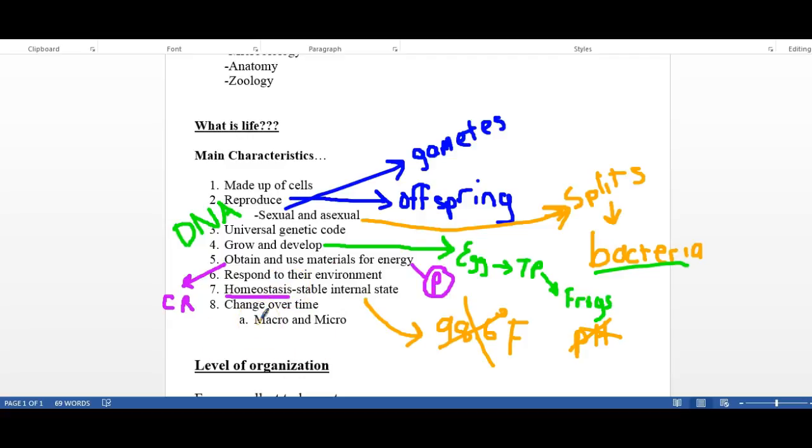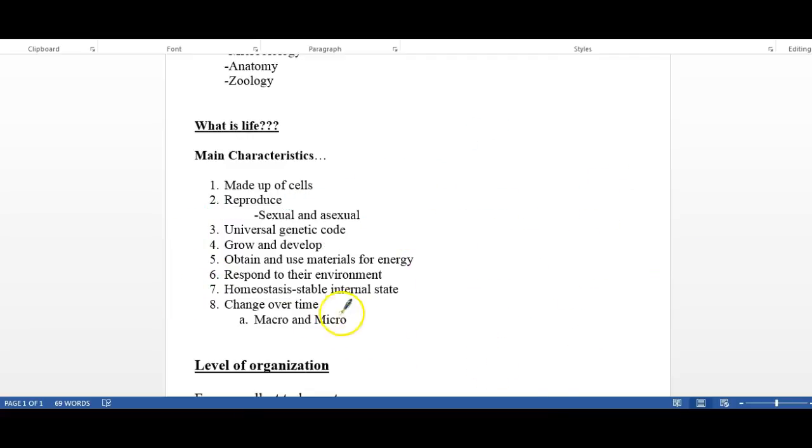Now the last one is change over time. So organisms can change as the environment changes. It's more a wholesale thing, instead of responding to your environment, which is much more short term. But long term, as your environment changes, I'm going to erase some of these. The temperature changes quite a bit over so many years, and the organism has to be able to respond or it will die. So built into organisms is this ability.